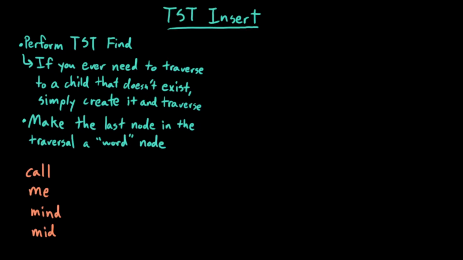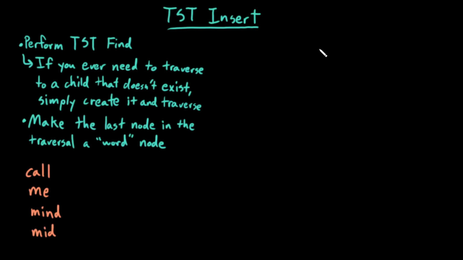If you know the ternary search tree find algorithm, the ternary search tree insert algorithm is actually fairly simple. It's almost the same as the find algorithm, except during our traversal, if I ever need to traverse down a child that doesn't exist yet, I can just create it and continue as normal. And then the last word in my traversal will become a word node. So I'm going to show this by inserting the following 4 words into an empty ternary search tree.